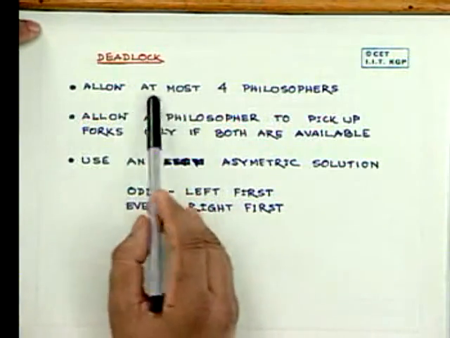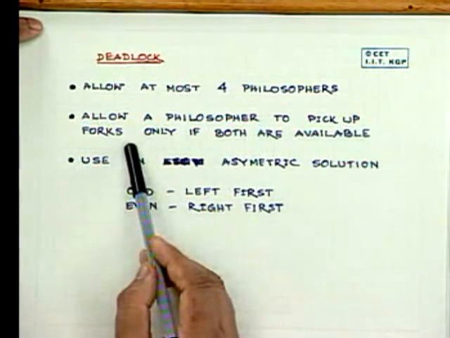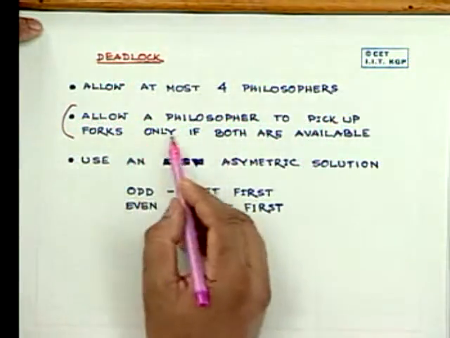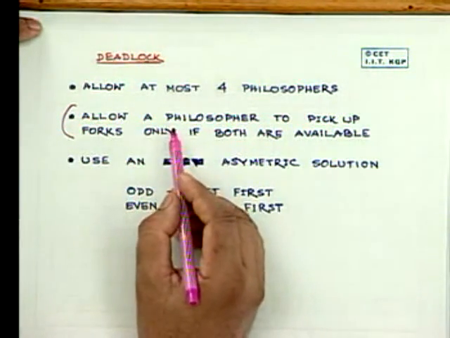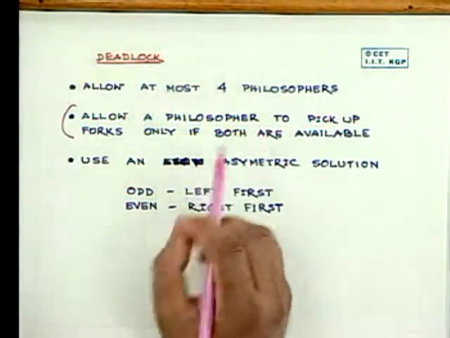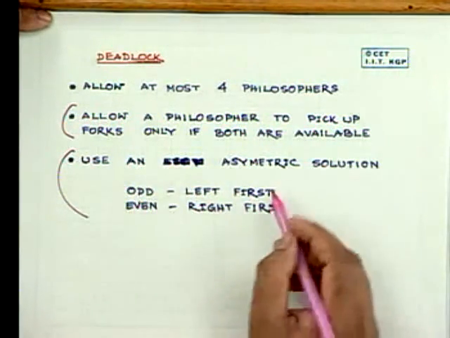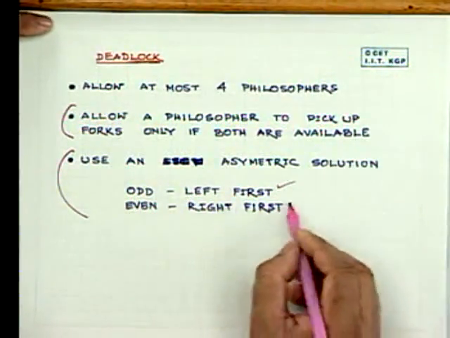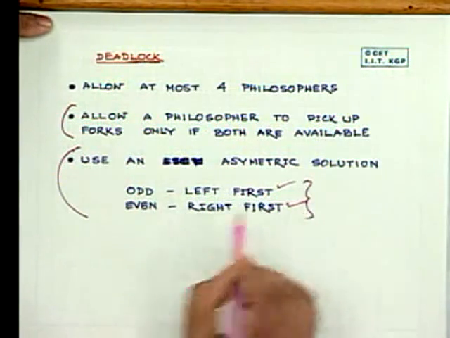One is, as I said, to allow at most 4 philosophers. The second solution may be to allow a philosopher to pick up forks only if both are available. If the philosopher has picked up only one fork and the other is not available, he should release it immediately. Another solution is called the asymmetric solution. In this case, an odd philosopher picks up the left fork first, and an even philosopher tries to pick up the right fork first. In that situation, you can satisfy yourself that deadlock will not happen.